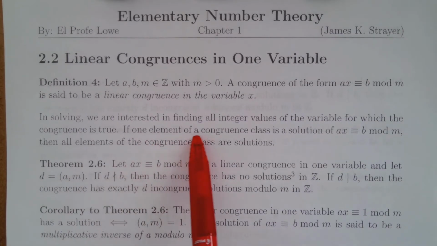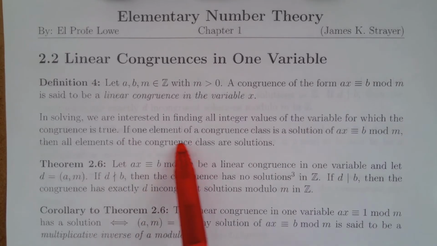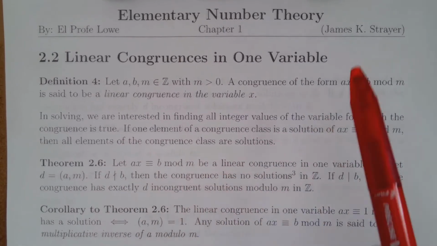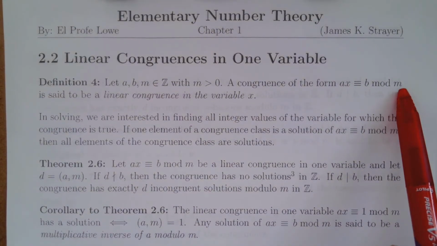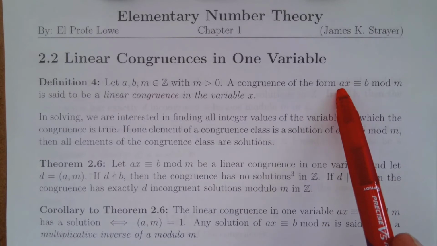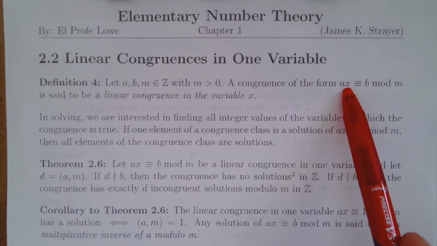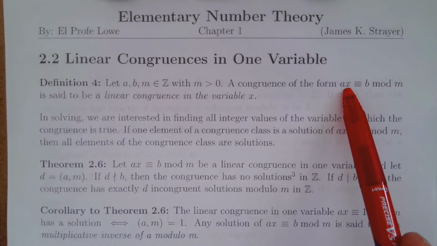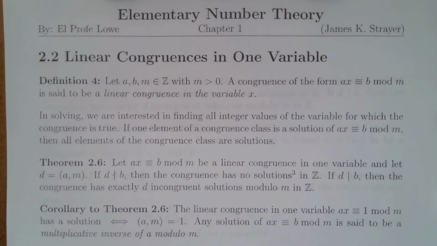If one element of a congruence class is a solution, then all elements of the congruence class are a solution, right? So, for example, if m were equal to 3 and x equals 1 were a solution, then 1 plus 3, x equals 4, would be a solution, and 4 plus 3, 7, would be a solution, but we'll look at that information later.